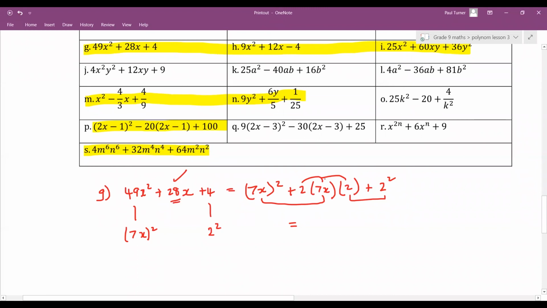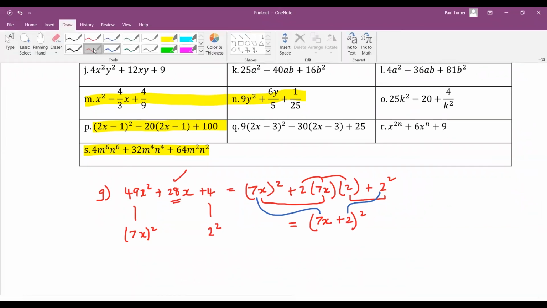So this middle term must equal this middle term. If not, it's not a perfect square. So then your final answer is 7x plus the last number, which is 2, all squared. So that's one thing to remember. So this term goes here, and this last number goes there. Okay. H is the same.